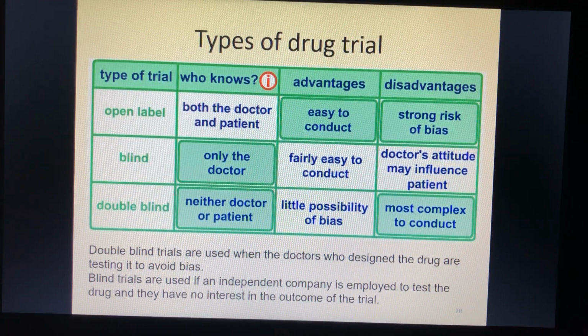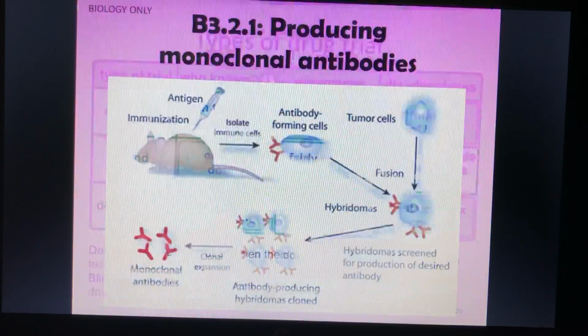So we talked about the open drug trial. This is where everybody knows that we're taking the drug. The blind trial, where only the doctor knows who's taking it, and that's because it's an independent company that's testing it, not the company that designed the drug. And then the double-blind trial, which is the one we talk about most frequently, where neither the doctor nor the patient knows who has had the drug and who's had the placebo. I think we understand that now.